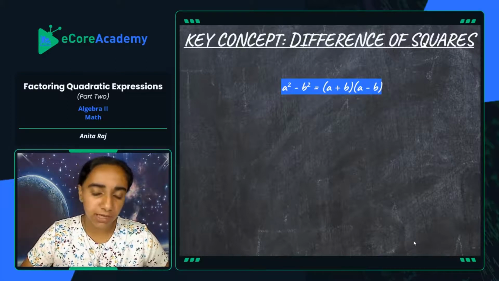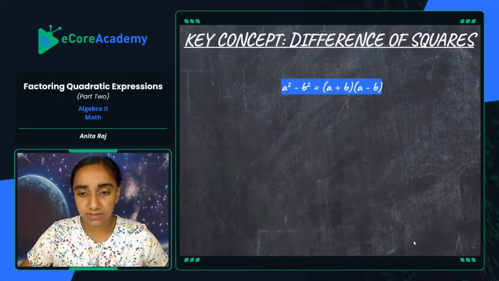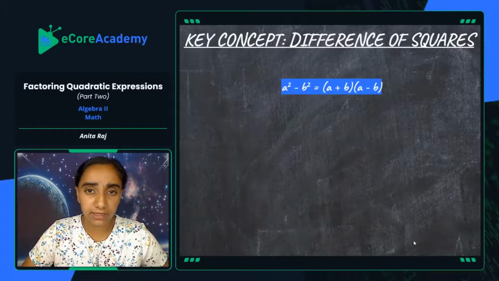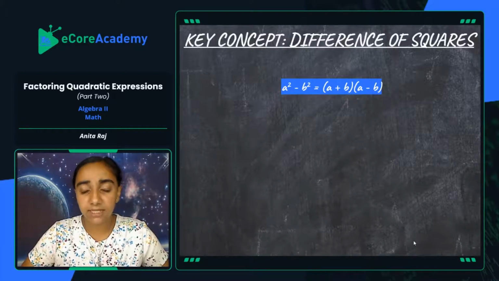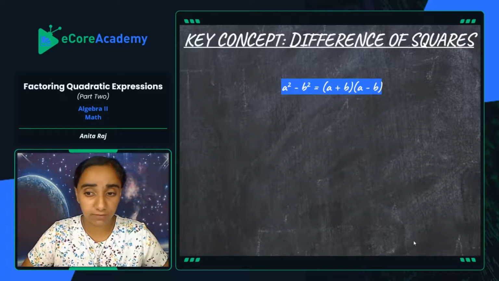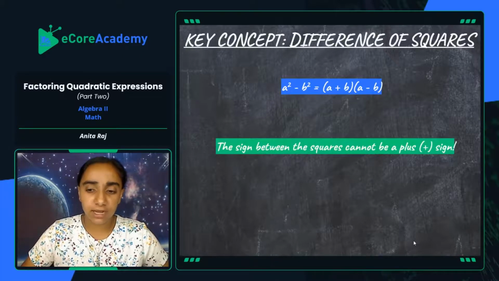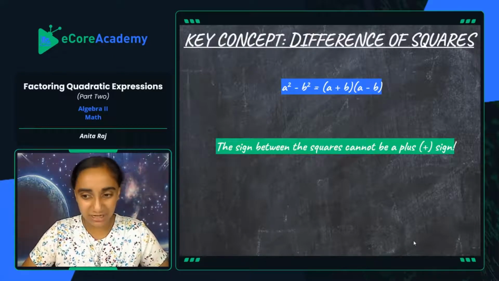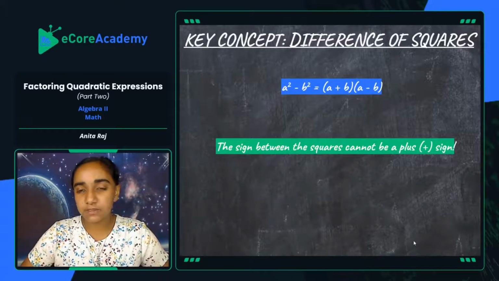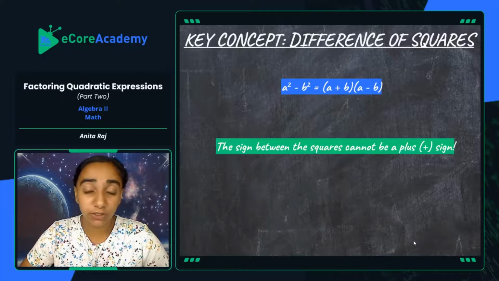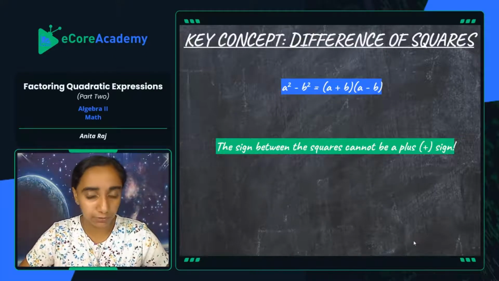So let's just say we have an a value and we have a b value. We don't know what they are. In this case, if we have a squared minus b squared, it's equal to the quantity of whatever a is plus whatever b is times whatever a is minus whatever b is. So that's where you get the difference of squares. Remember, the sign between the squares cannot be a plus sign. I know this might seem a little confusing, but on the next slide, we'll be doing an example of exactly how to do these. So hopefully that will help you understand.